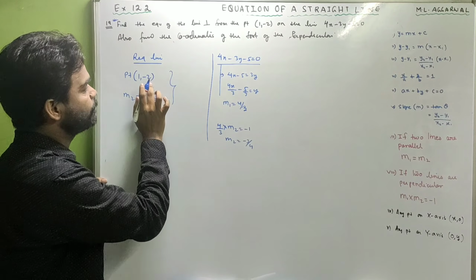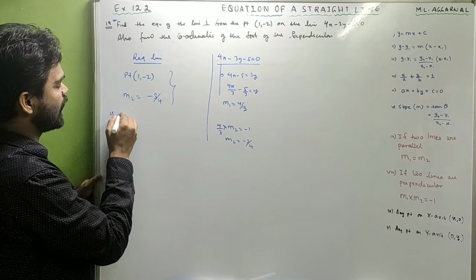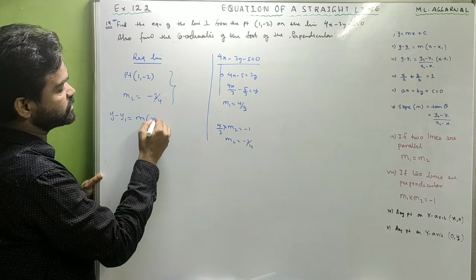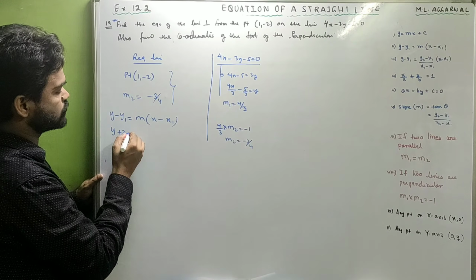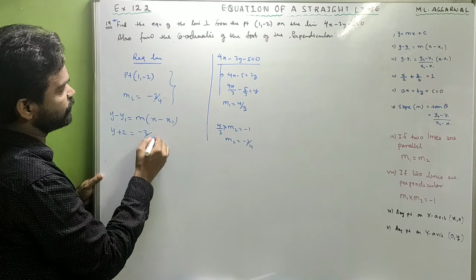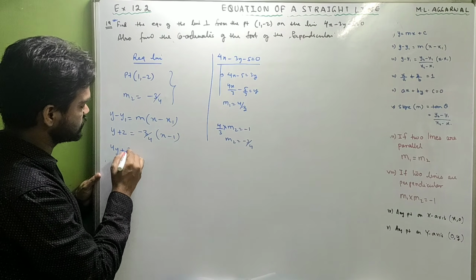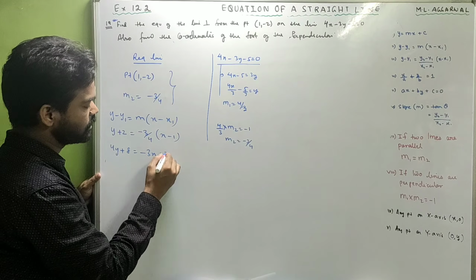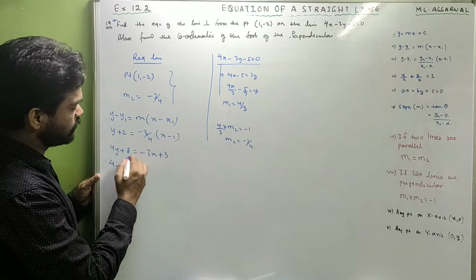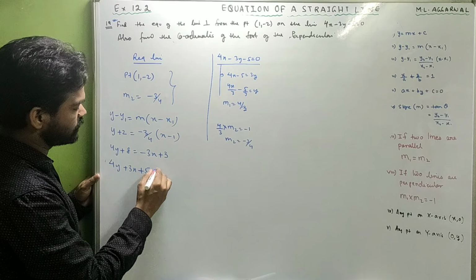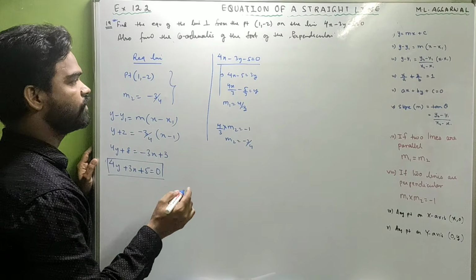Now we have a point, we have a slope. So we'll use point slope form: y minus y1 equals m times x minus x1. So y minus minus 2, which is plus 2, is equal to minus 3 by 4 times x minus 1. So 4 goes over here: 4y plus 8 equals minus 3x plus 3, or 4y plus 3x plus 5 equals 0. Look over here. Now the first part is done.